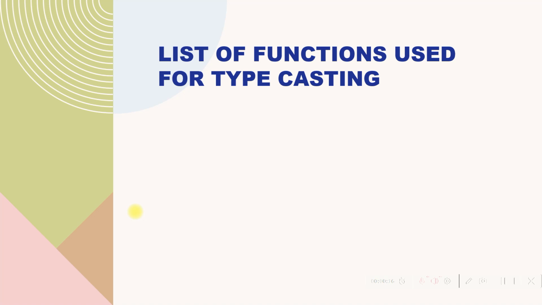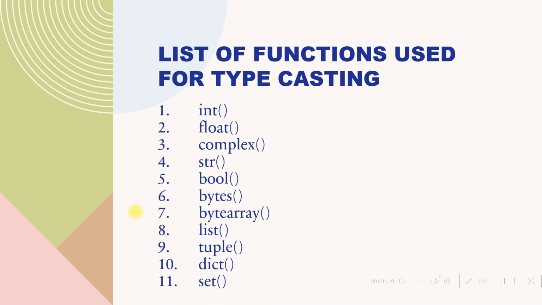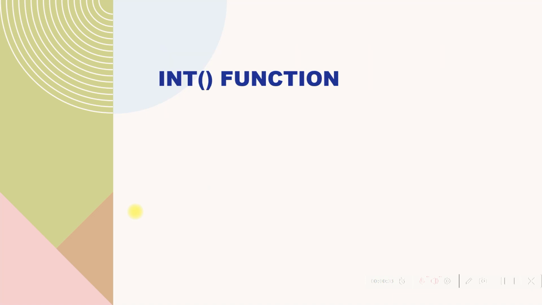Now, there are a couple of functions available in Python which we can use for typecasting. These are the 11 functions that we use to convert one object type into another specific object type. Now let's see each one of these one by one.